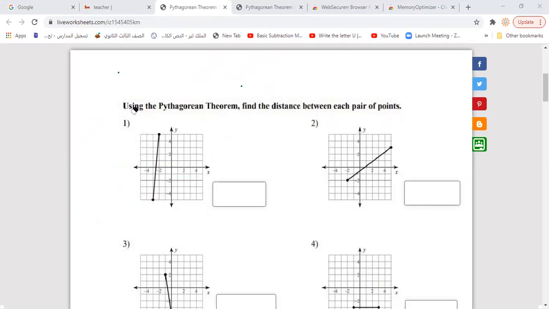We want to use what, grade 8? We want to use what? The Pythagorean theorem. Could anyone please tell me what we have to do?